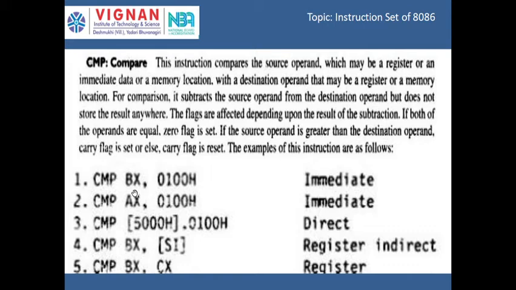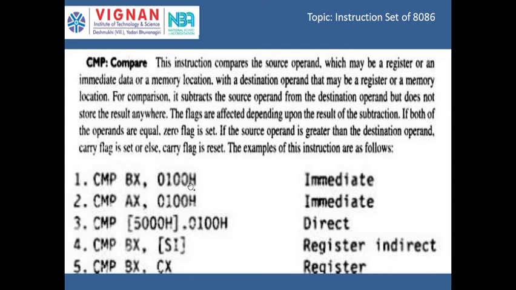Only the flags are affected, depending upon the result of the subtraction. If both operands are equal, the zero flag is set. For example, the content of BX is 0100H and the content of the other operand is the same, therefore the zero flag is set. That means if the zero flag is set, we can assume that both the contents are equal.